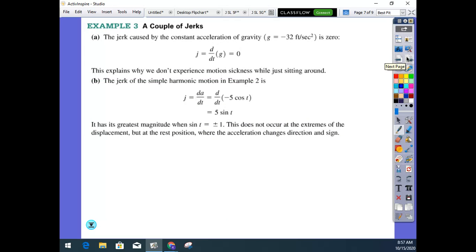So the jerk is caused by constant acceleration. Think of it like if you're in a car and you slam on the brakes, that's like a jerk. So think of jerk that way. So the jerk of gravity, because gravity is negative 32 feet per second squared, is 0. This explains why we don't experience motion sickness when we're just sitting around.